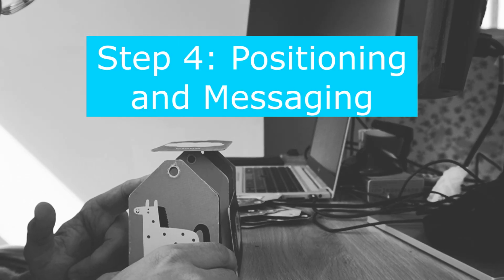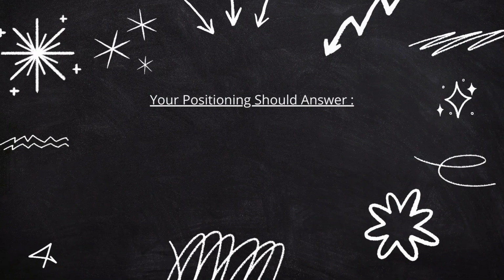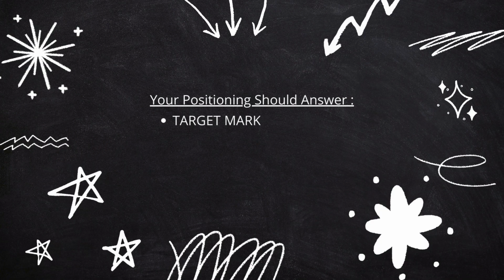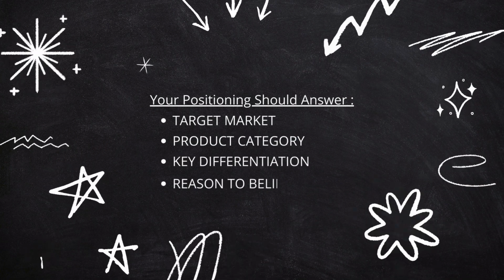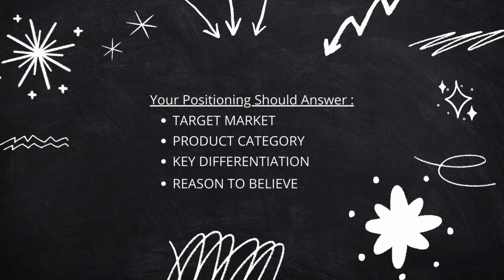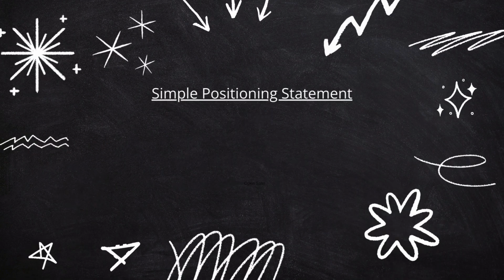For step 4, positioning and messaging. Positioning and messaging is arguably the most important part of the product marketing function. If your positioning and messaging is off, you're not going to be resonating with the right audience. I would recommend to start with a clear positioning statement that defines your target market, product category, key differentiation, and reason to believe. Here's an example of a basic positioning statement.